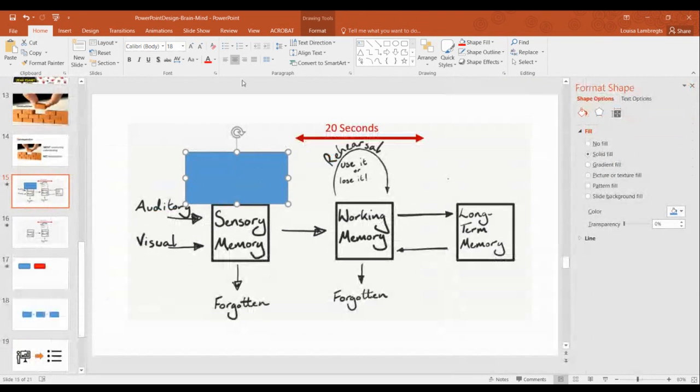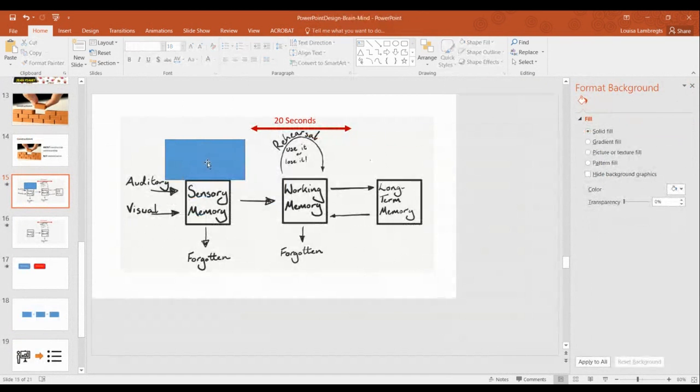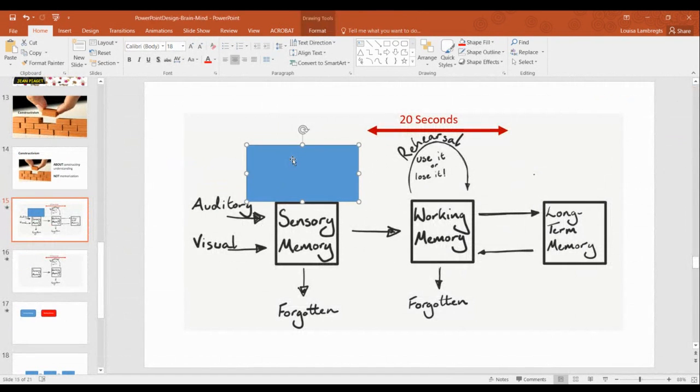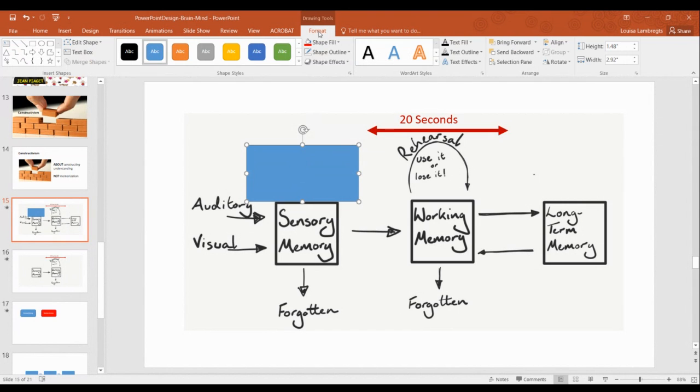I don't need that anymore. But I'll just show you when you click on, okay, I'm just going to close all of this. So I drew the box. When I click on it, then if I go up to where it says format, if I click on format, I see options that pop up on the ribbon.